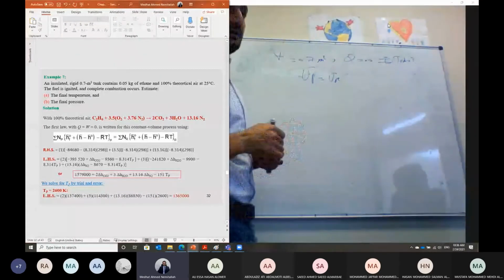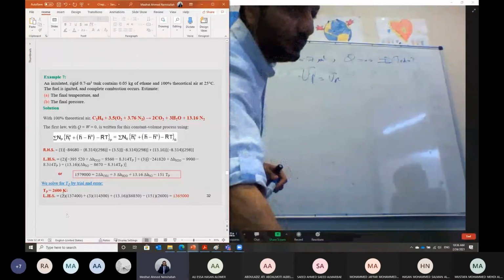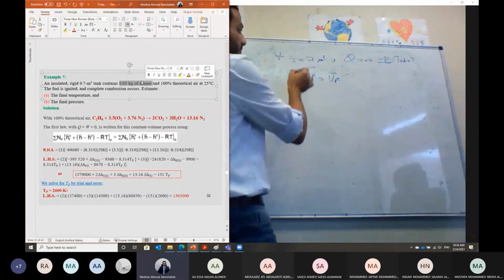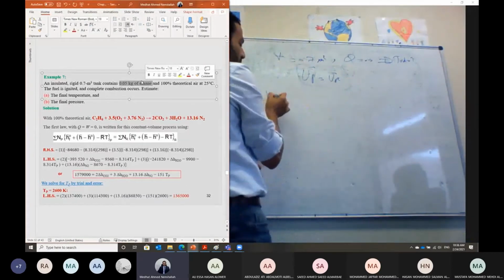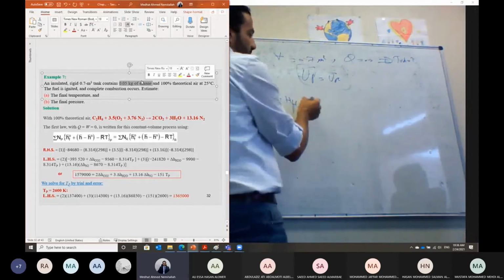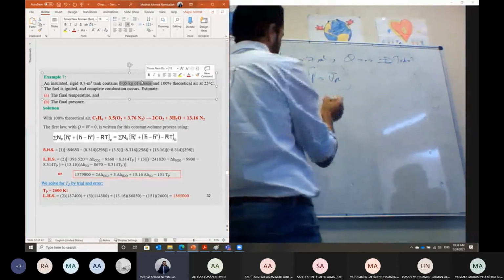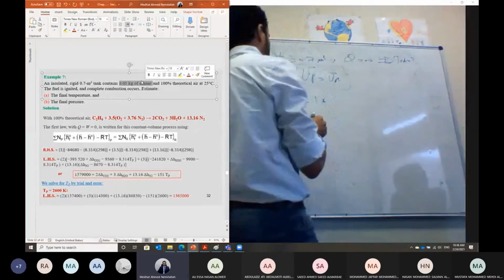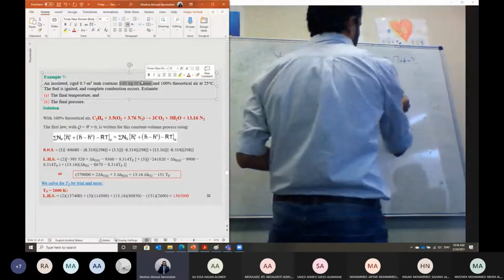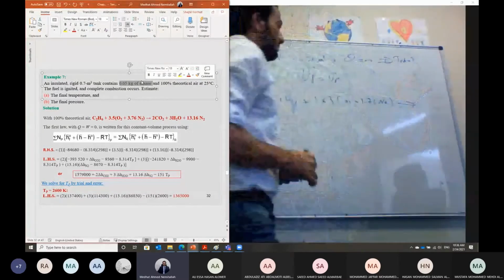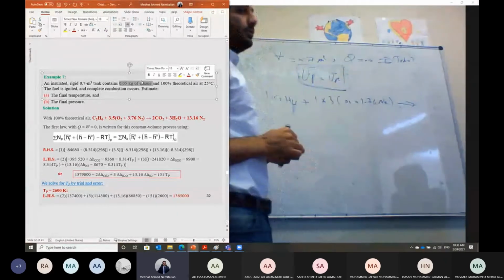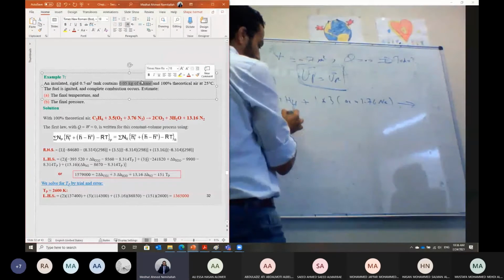Just to write down, he said we have 0.05 kilogram of ethane. He gave us the mass. But to solve, we can just assume we have 1 kilomole of ethane, C2H6, plus lambda, it is stoichiometric, plus gamma will equal to X plus Y over 4, it will be 3.5 O2 plus 3.76 N2, and then you can calculate the combustion product. And as we said, we can apply U product equal to U reactant. We can calculate U reactant.